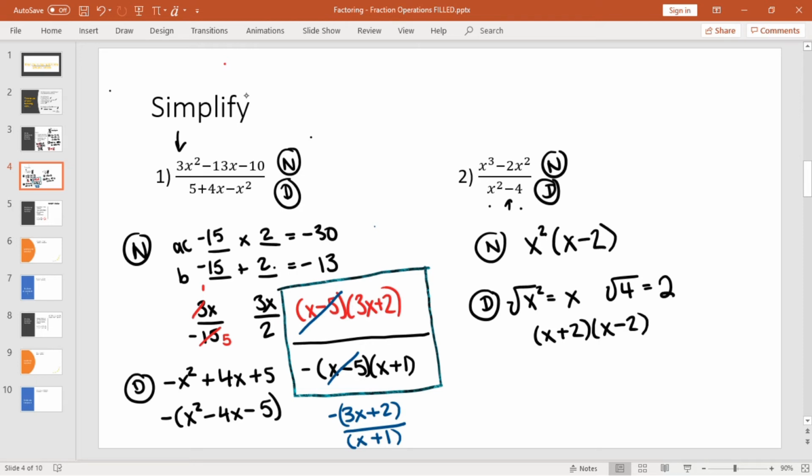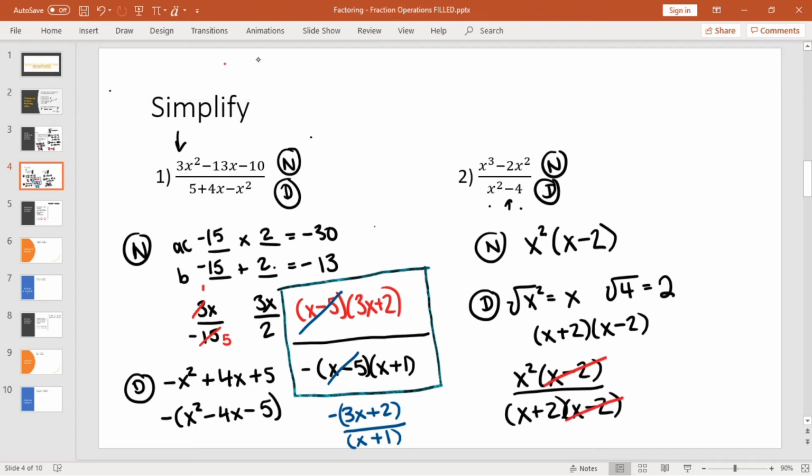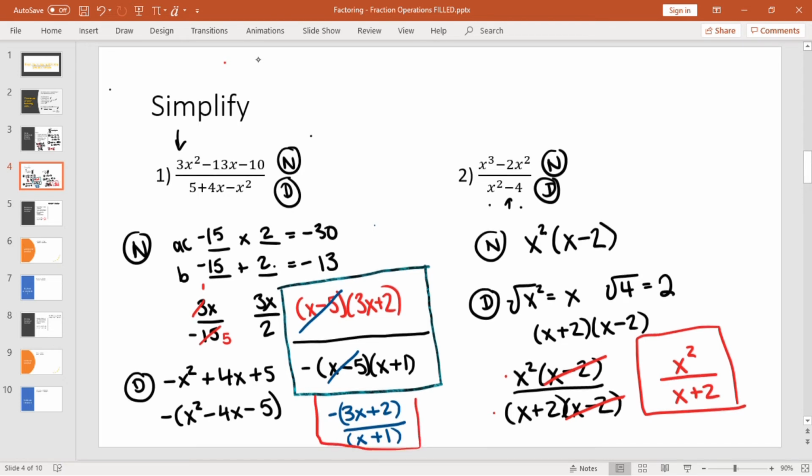I combine my fraction, numerator over denominator, both factored. Any identical things can cancel. I can't deal with this x squared. I can't do anything with this x plus 2. My final answer is x squared over x plus 2. And there's the 2 answers in red boxes.